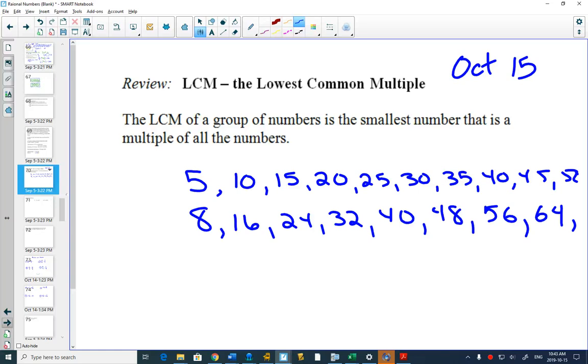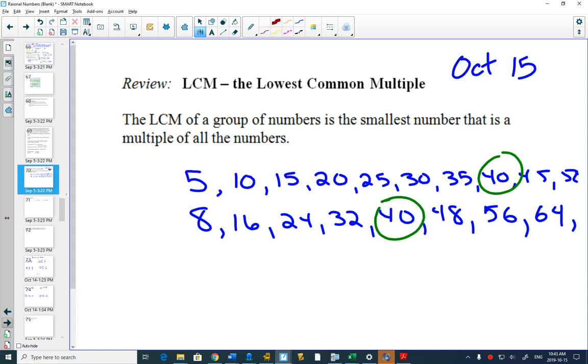Okay? When we're looking for lowest common multiple, we look in both of these and say, is there a number in common? And if you kept on going, there's actually a ton of numbers that will be in common. But if we want to find the lowest one, what's the smallest number that's in both? 40. So we call that the lowest common multiple.